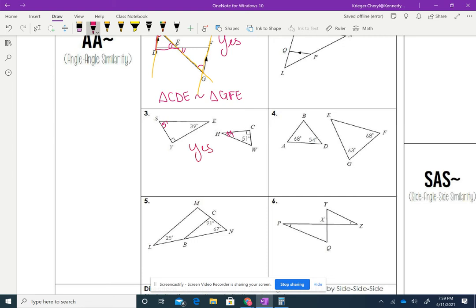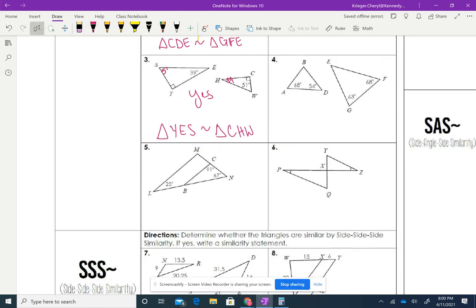And I will do triangle YES is similar to triangle, Y is 90, so C. And then I went to the 39, then the 51. So CHW. All right.